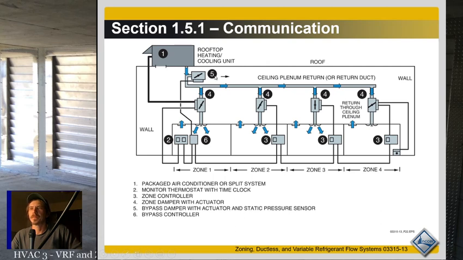Communication. Basically, they all communicate back with each other. All this stuff is going to communicate together, okay? You're going to have the zone system communicating with your damper, or the zones communicating with your damper back to your main zone controller, the main zone controller communicating with your bypass damper and your rooftop unit.